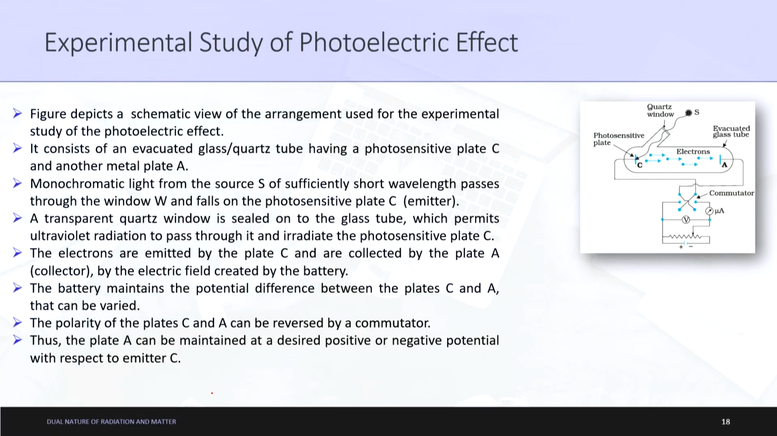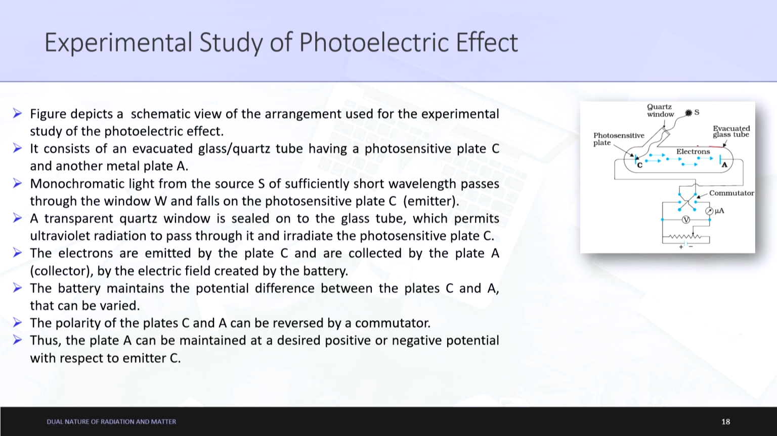Let me just read first of all. The figure depicts a schematic view of the arrangement used for the experimental study of the photoelectric effect. This was a similar arrangement which we also used in the previous discussion. There is nothing new, there is a quartz window, and everything will be dealt with as we keep on discussing the points written here.